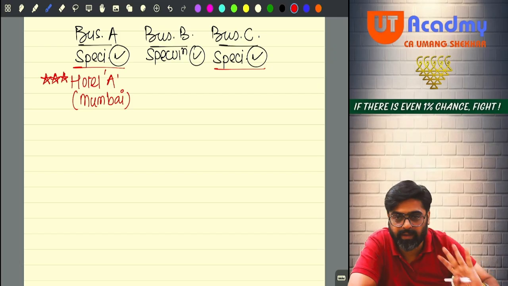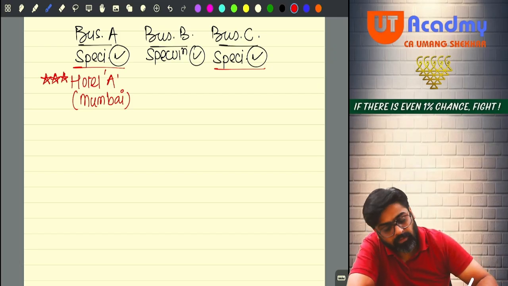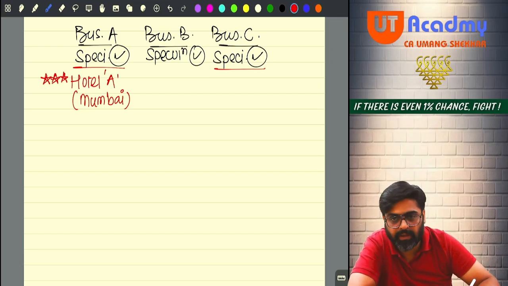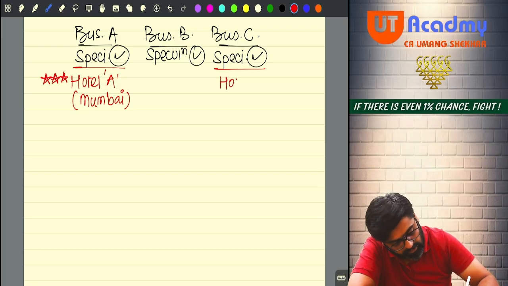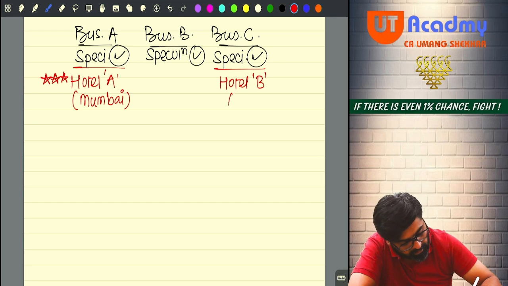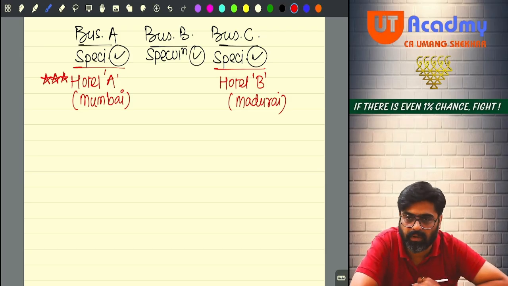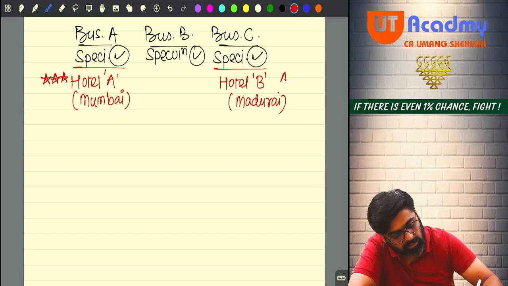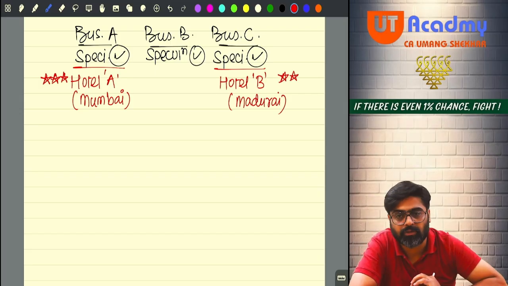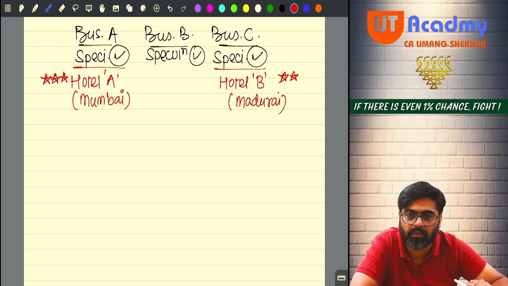2-star or above category. Yes or no? And this specified business C is also my hotel business. Hotel B, which I am running in Madurai. Possible? In Madurai, I am having another Hotel B. This is also a 2-star business. 2-star or above category is okay, no?